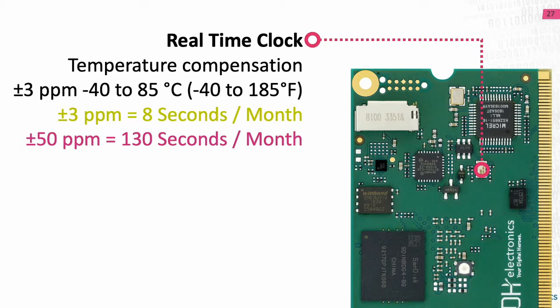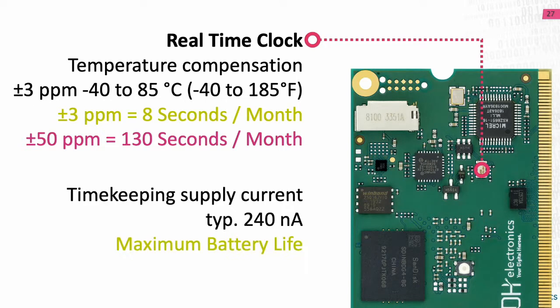But besides being very accurate, an RTC also needs to run very power efficient, because otherwise it would simply drain the battery life. And the RTC we're using here has a very low timekeeping supply current of just 240 nanoamperes, which leads to a maximum battery life.